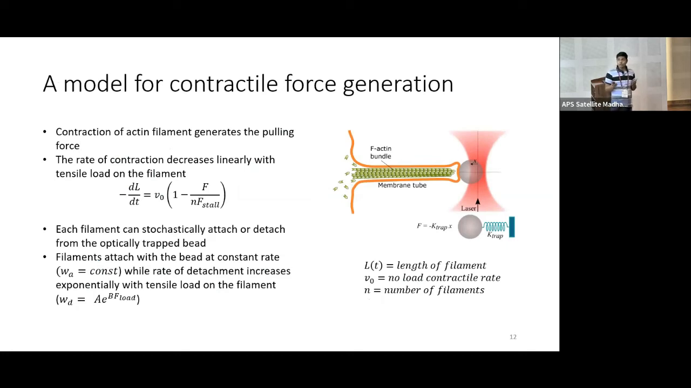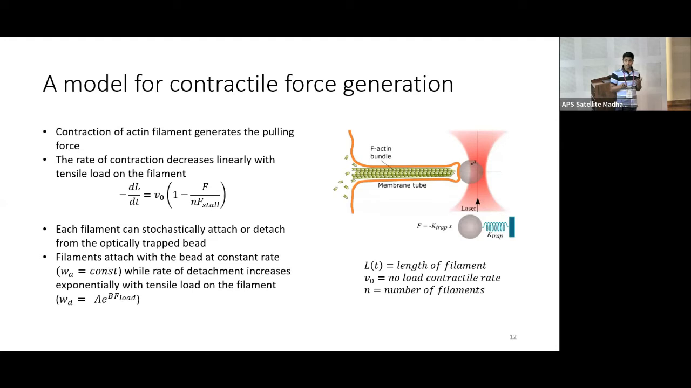What we are suggesting is that there are actin filaments inside this tube, and the contraction of these actin filaments generates the force. We say that the rate of contraction decreases linearly with the load on this filament. There is a tensile load on the filament because the bead is trapped in an optical trap, and whenever there is a pulling force generated, the membrane is coming under tension.